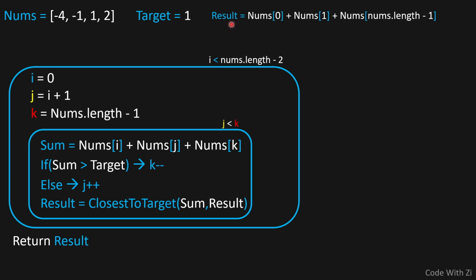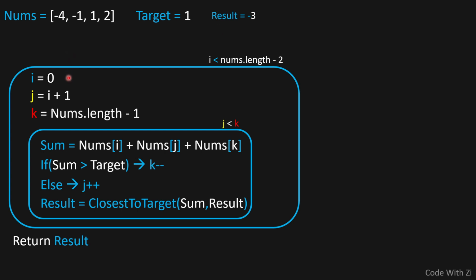So in the beginning, our result is going to be equal to the sum of the first number, the second number, and the last number. So let's do that. It's going to be -4. As you can see, the first number is -4, and then the number that's next to it, meaning the second number, is going to be -1, and the last number is going to be 2. So we have 2 here. So this is going to be -3, meaning our result is going to be -3 in the beginning of our code.